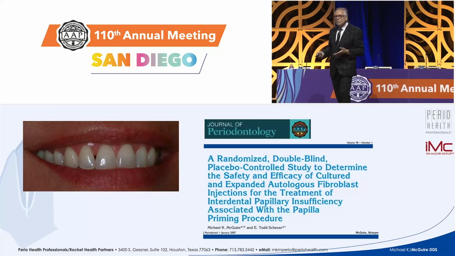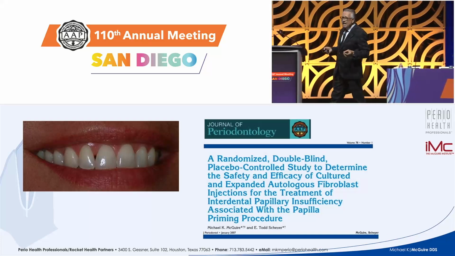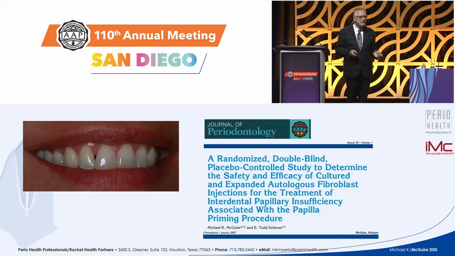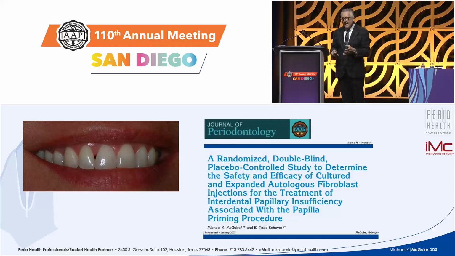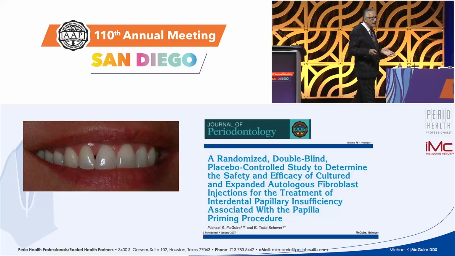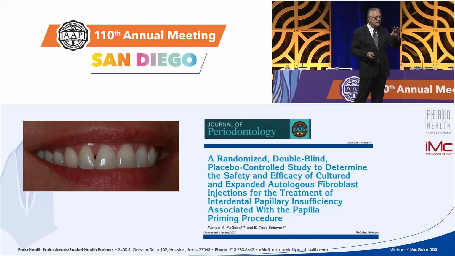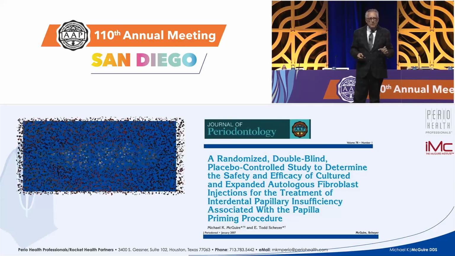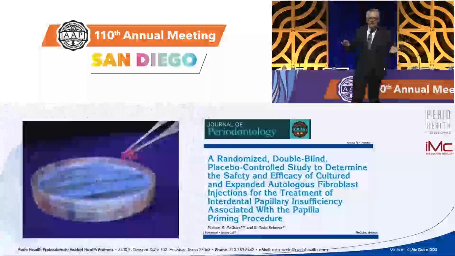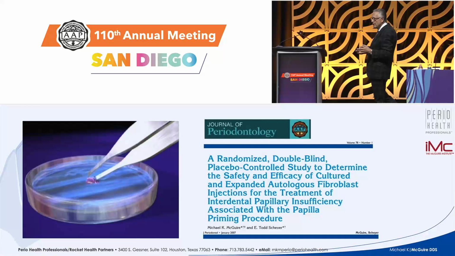We also use the patient's own fibroblasts. There's a study, to my knowledge the only RCT ever done looking at closing open interproximal spaces. In this case, we're going to use the patient's own fibroblasts. We're going to take a small biopsy from their palate and send that to the laboratory. The laboratory is going to break the cell lines out and grow the fibroblasts to 200 million fibroblasts per ml.